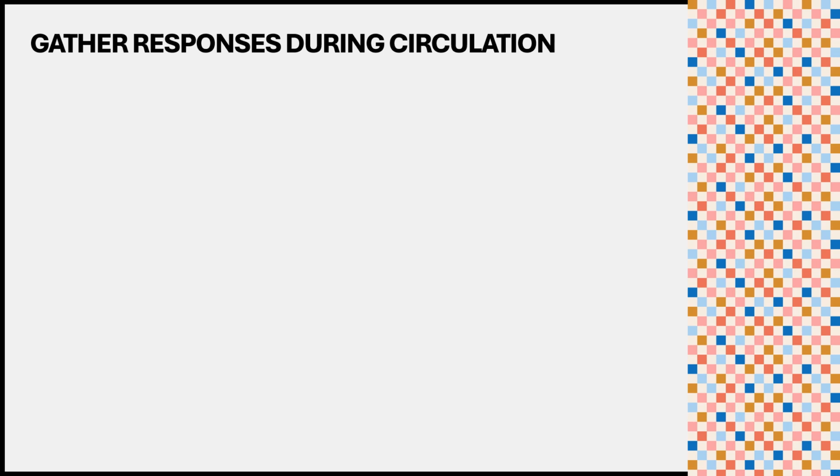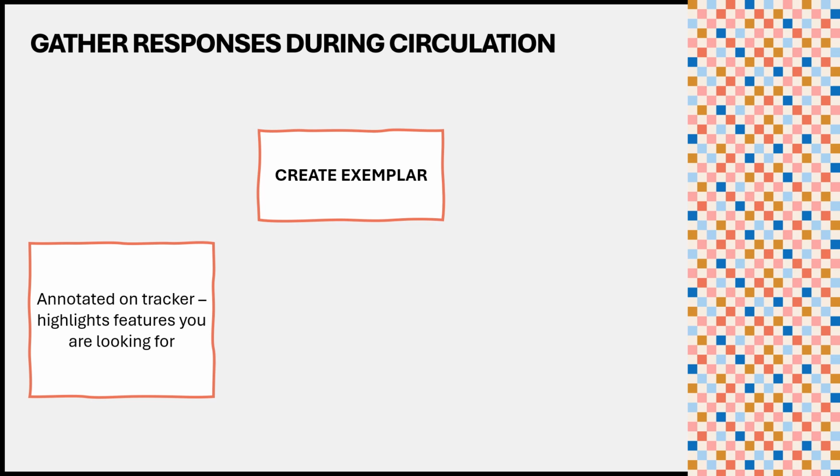Within our tracker, it's important that we have some exemplar material. We're going to include some exemplar material on our tracker because that will allow us to highlight the different features and the different misconceptions that we're going to be looking for. Before we circulate around the room, we have to have decisions made with regards to what we're actually looking for, what we're expecting to find, and what some of those errors could be as and when we're going around the room.